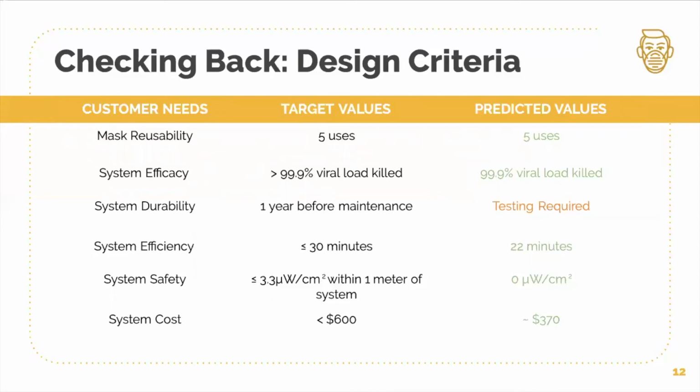Considering safety, there should be no exposure to UV radiation outside the room where the system resides. Finally, by adapting the orientation to use fewer UVC bulbs and ballasts, the cost will decrease by around $230, meeting our ideal range.